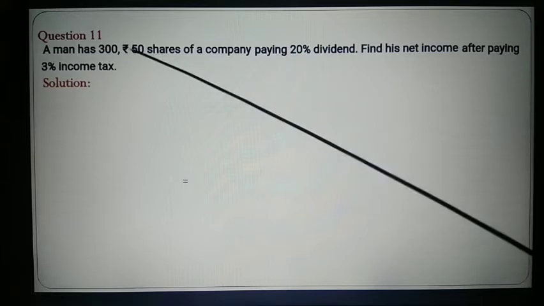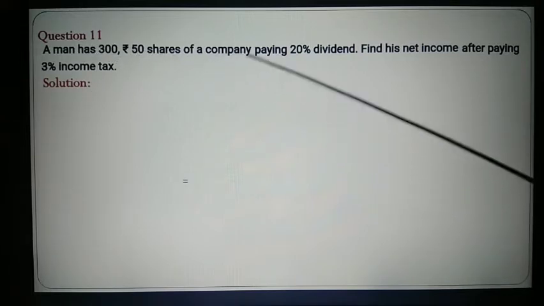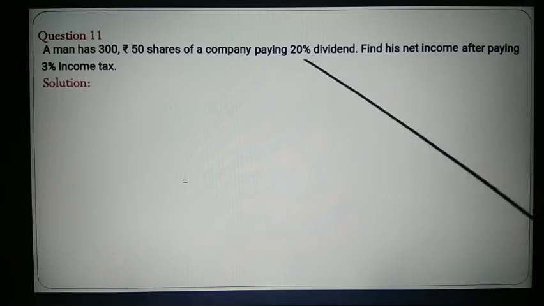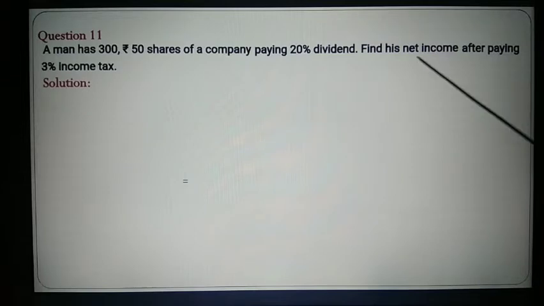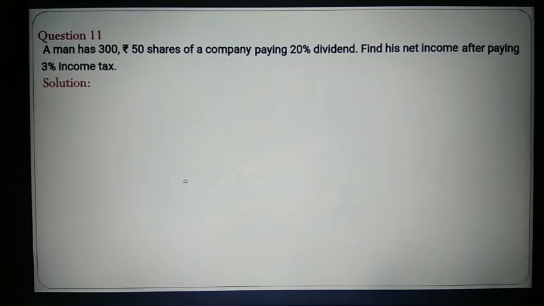Okay, so a man has 300 rupees 50 shares of a company paying 20% dividend. That means the rate of dividend is given to be 20%. Now you need to find his net income after paying 3% income tax. So basically the problem is saying first find your annual income. Okay, now after finding annual income you pay your tax. So after paying tax, however much money is left, that will be your net income.